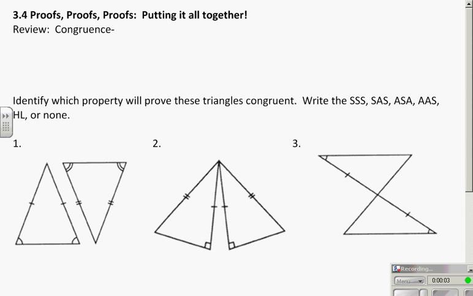Okay, we are not going to cover any new material today. We are just going to talk about proofs, proofs, and more proofs. The way we get good at it is to practice. But a quick review of triangle congruence, which is the heart and soul of this chapter.